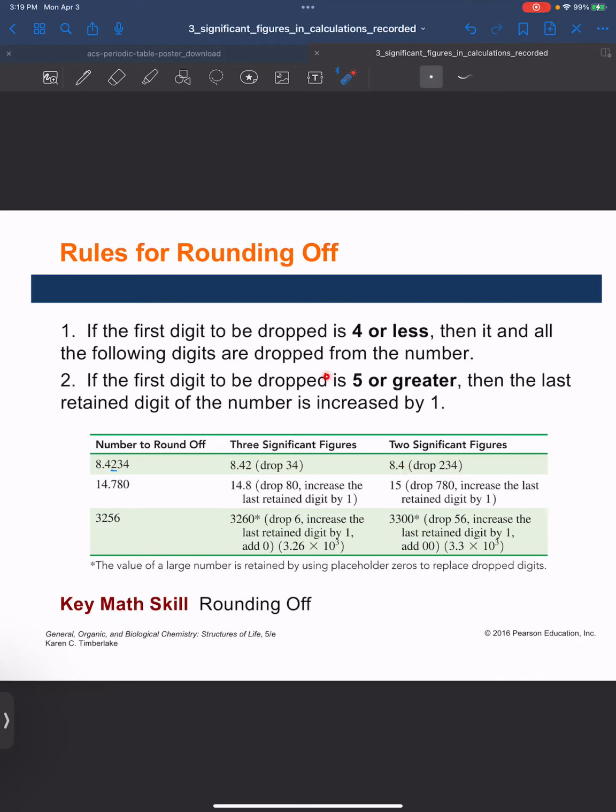If the first digit to be dropped is 5 or greater, then the last retained digit of the number is increased by 1. So in this example of 14.780, if we were to round it to 3 significant figures, so in this case to the 10th place, then the number next to it is 8. 8 is greater than 4, so we round up the 7 to 8, and so we will report 14.8 and then drop the 80 at the end.